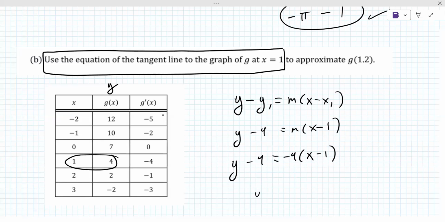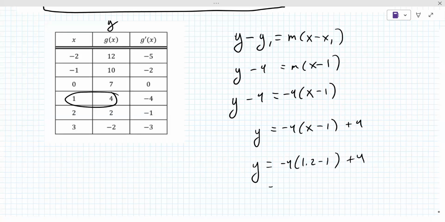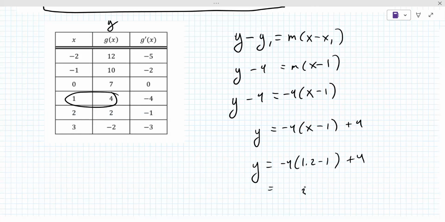You can add 4 to both sides. So you have negative 4 times x minus 1 plus 4. And then they ask you to put in 1.2 for x. All right, so go ahead and simplify that. Is it 3.2? It is 3.2. Good. All right, and no multiple choice, but that's still doable.